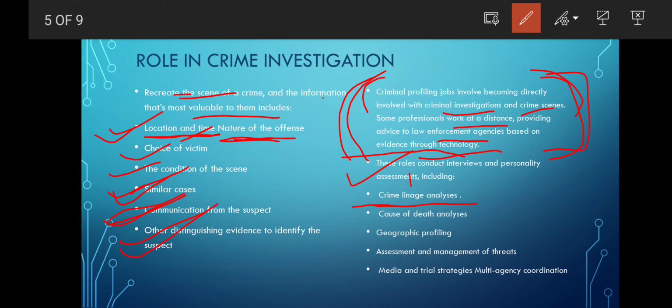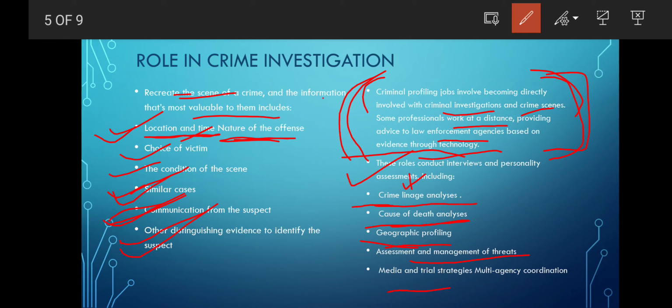Crime lineage analysis means what? Lineage is related to your ancestors, they are digging into the background. Then cause of death analysis, how the death has happened. Then geographic profiling means what? A geographical area will be considered, like if it is in India, or specifically we are taking a particular state like Goa, then what type of crime, what is the probable rate of the crime, what types are more common. Based on that also, then assessment and management of threats, like before the crime has happened, if there was any threat, such as blackmailing, phone calls or any records like that.